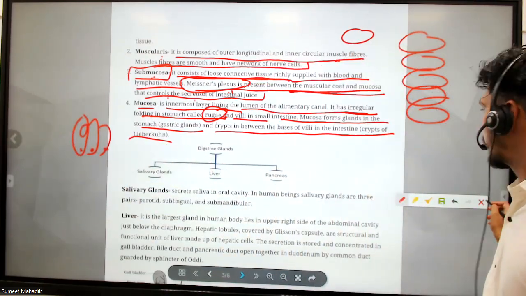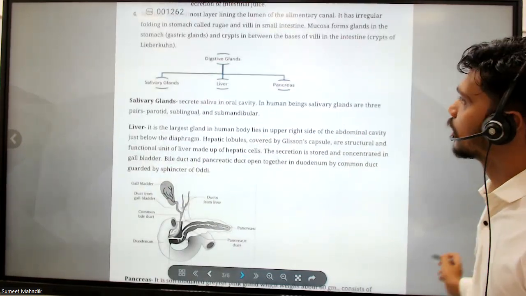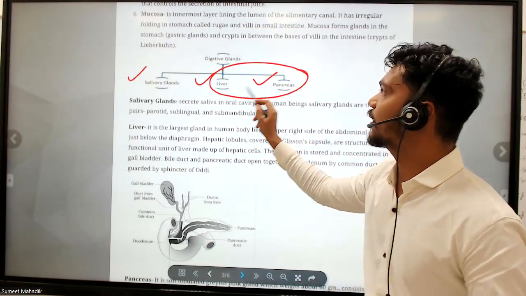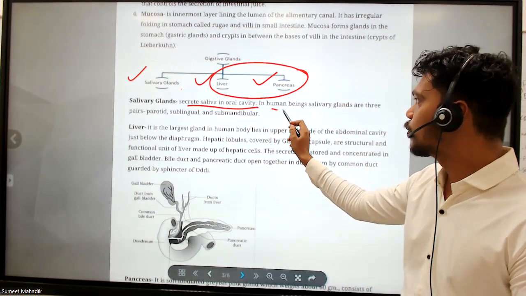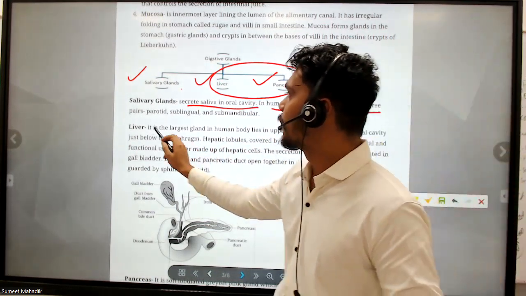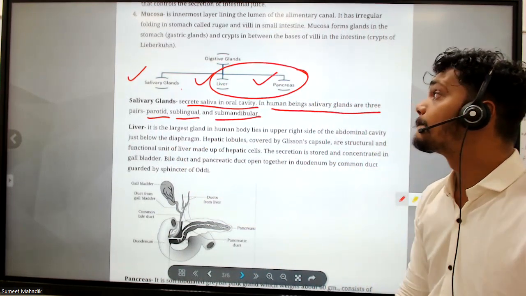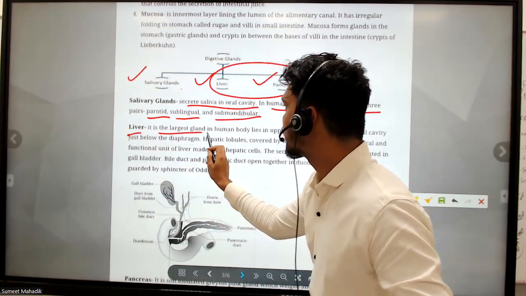Okay. So now let's talk about the digestive glands. What are the digestive glands? Salivary glands, liver, and pancreas. They act together, as well as singly. Salivary glands secrete saliva in the oral cavity. In human beings, salivary glands are three pairs: parotid, sublingual, and submandibular.